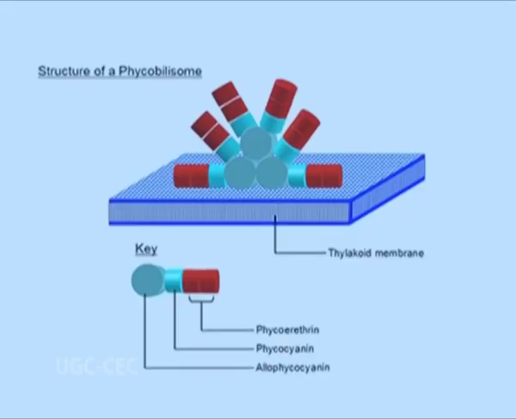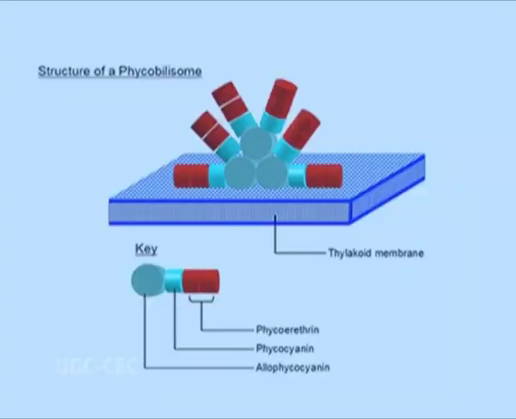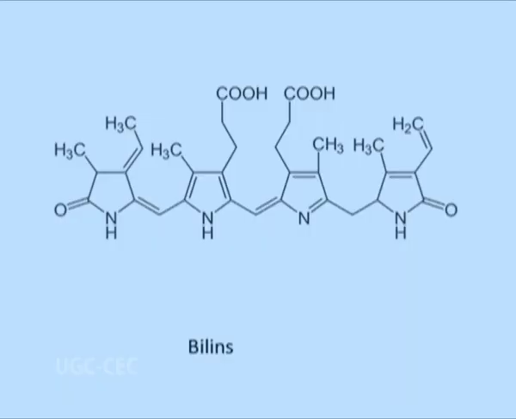Phycobilisomes are blue-green and red pigments present in cyanobacteria and red algae. They are light harvesting antenna of photosystem II in cyanobacteria and red algae and absorb in the spectral region from 550 nanometers to 650 nanometers. Each phycobilisome complex consists of 2 or 3 types of pigment proteins known as biliproteins along with a number of additional proteins called linkers. Bilins are linear open chain tetrapyrrole pigments.